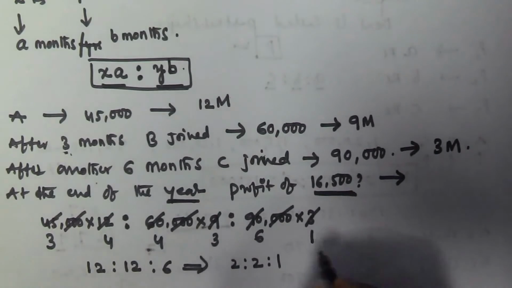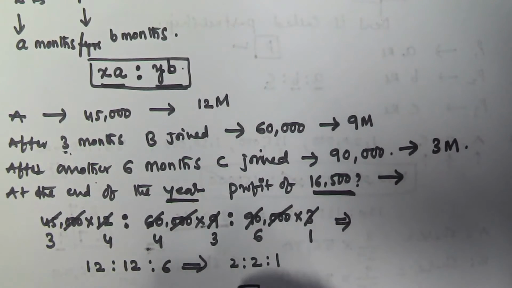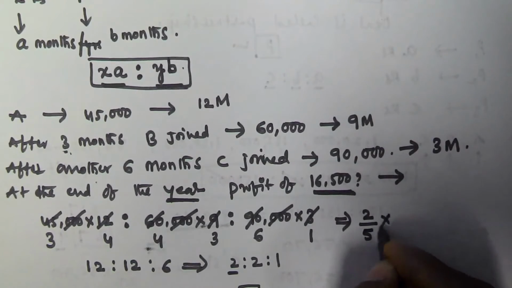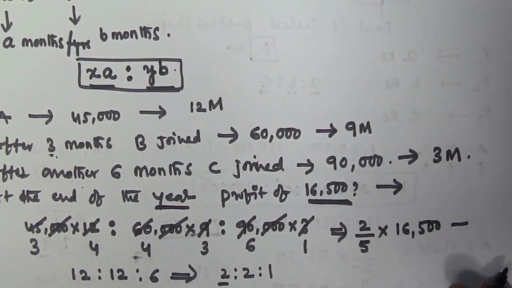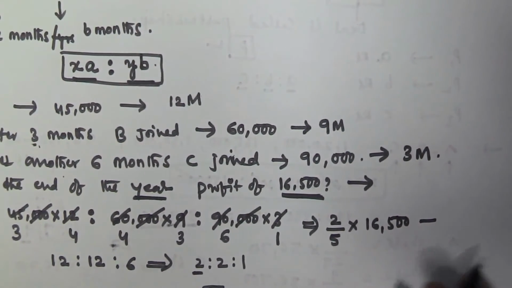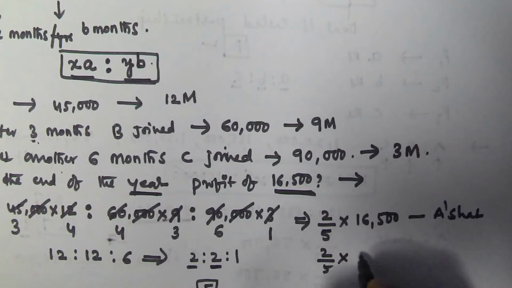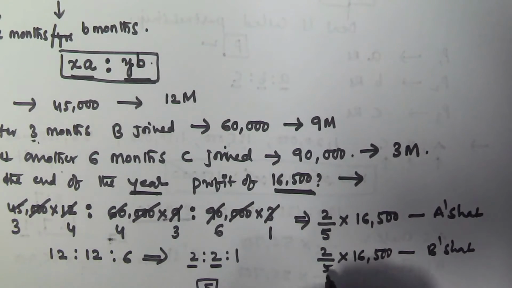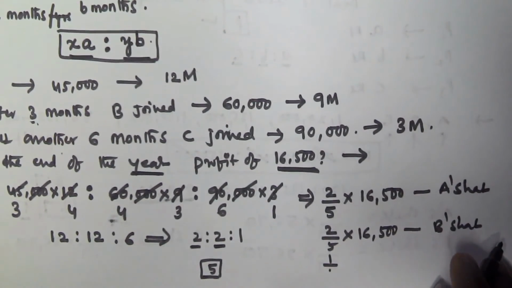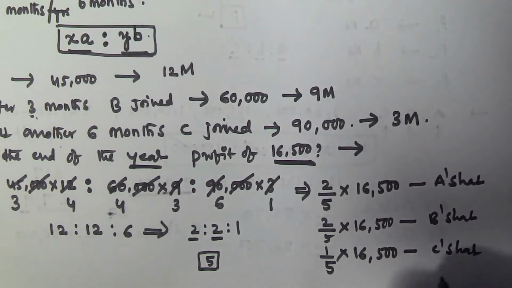The total parts are 2 plus 2 plus 1, that is 5 parts. We are dividing the total profit into 5 parts. A got 2 parts out of 5, so 2 by 5 into 16,500 gives A's share. B also got 2 parts out of 5, so 2 by 5 into 16,500 gives B's share. And C got 1 part out of 5, so 1 by 5 into 16,500 gives C's share.